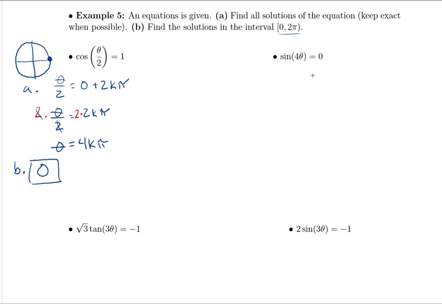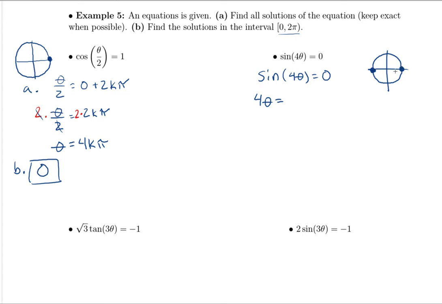All right, now let's take a look at this one. So we want the sine of 4 theta to equal 0. So that means 4 theta is equal to what? Here's our unit circle. Well, here there's 2 places, right? So I can say that 4 theta is equal to 0 and pi, plus 2k pi in both cases.